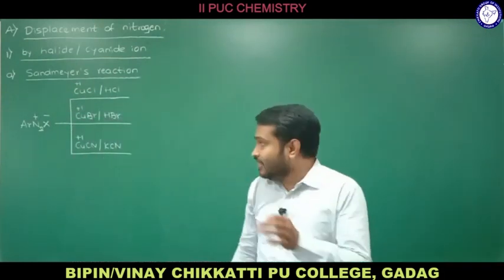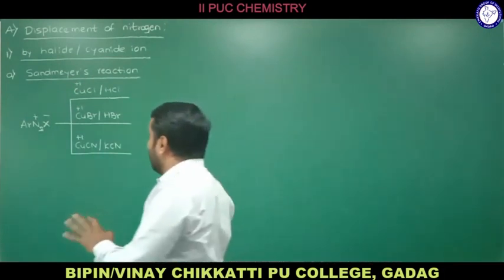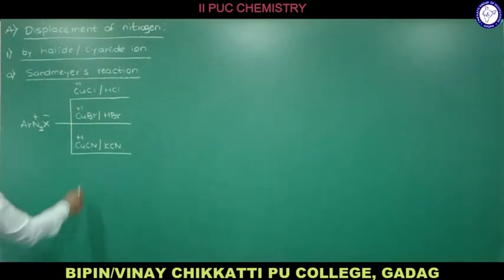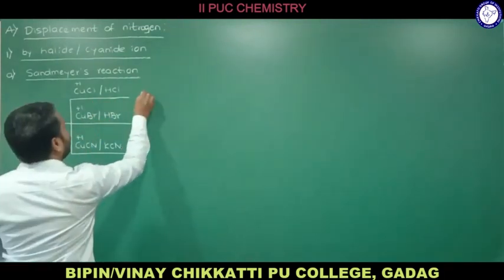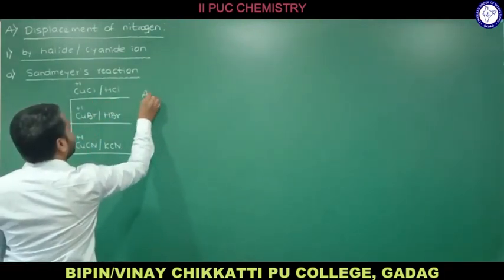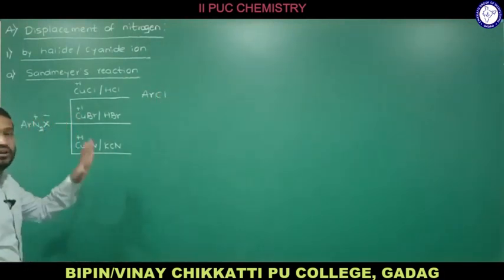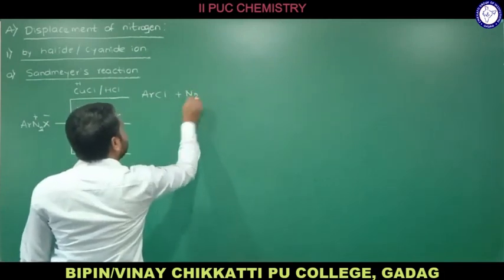So when an arene diazonium salt reacts with the cuprous ion with respect to halogen acids, let me move with the first product. Here we are going to get ArCl, in particular chlorobenzene, and a gas is released, that is nitrogen.